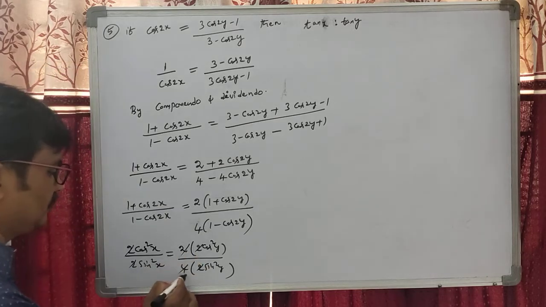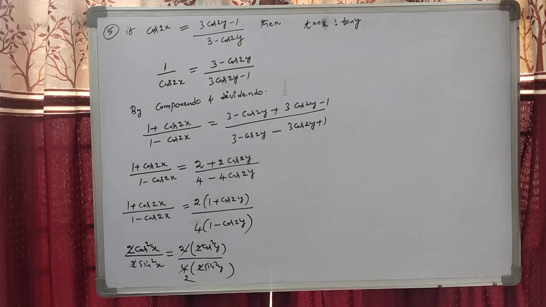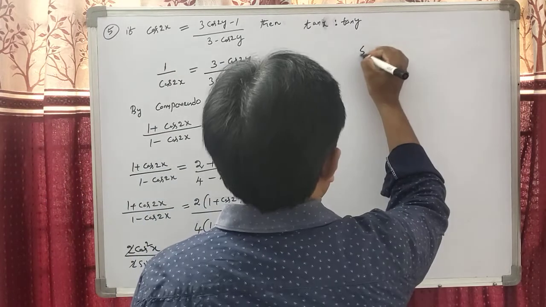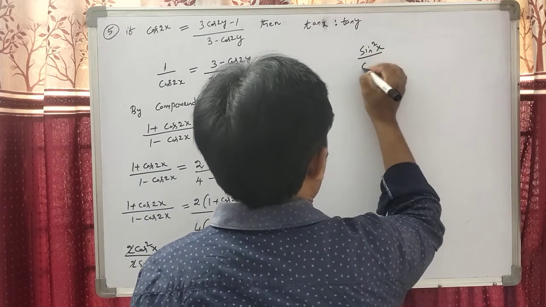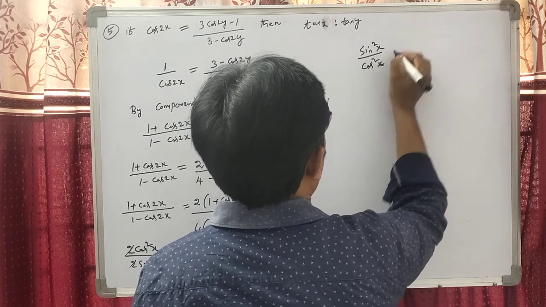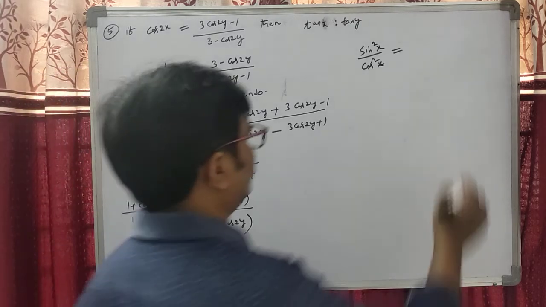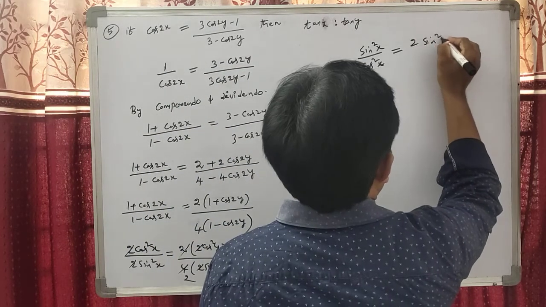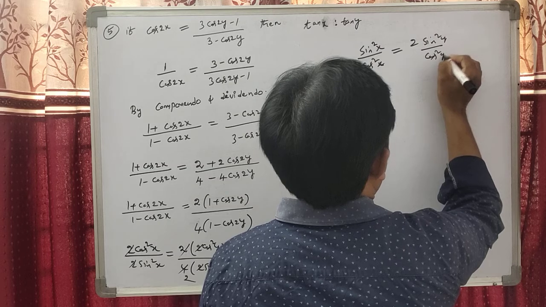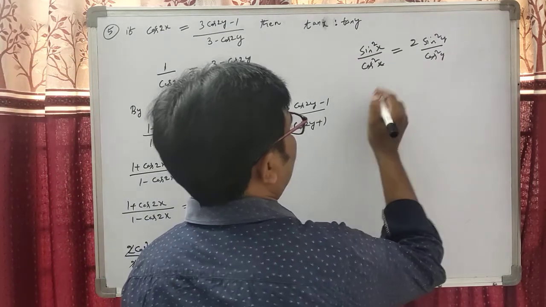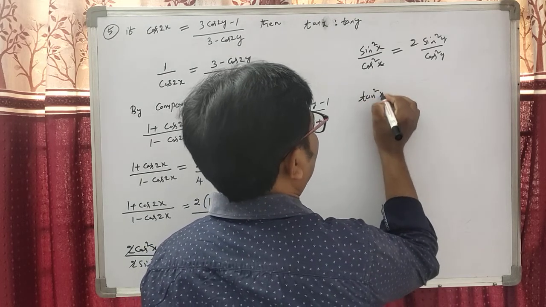The 1s and the 2s cancel. How can you write this? We can simply observe: cos square x by sin square x, take the reciprocal on both sides. This is sin square x by cos square x equal to 2 sin square y by cos square y. So sin by cos is tan square of x.